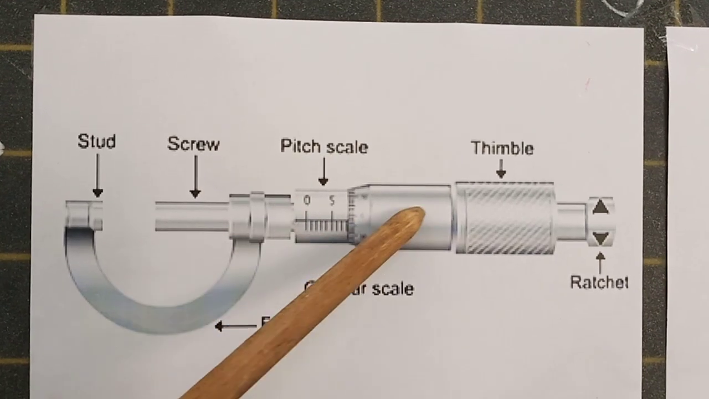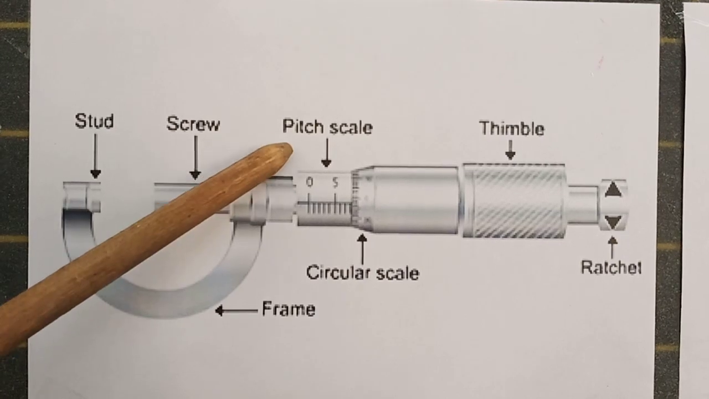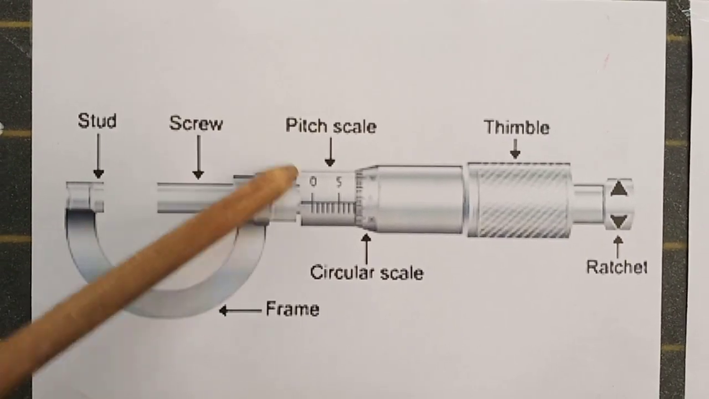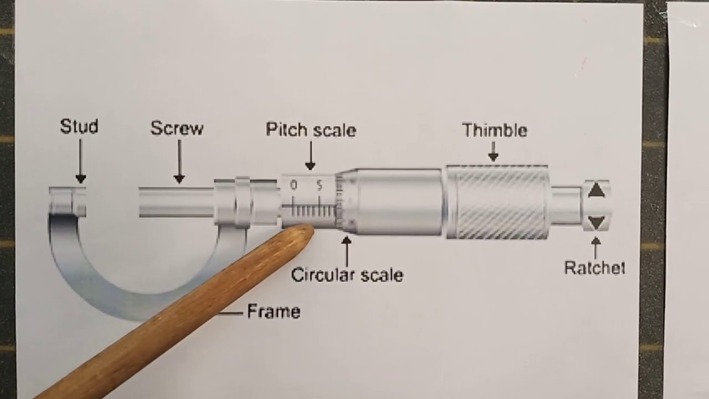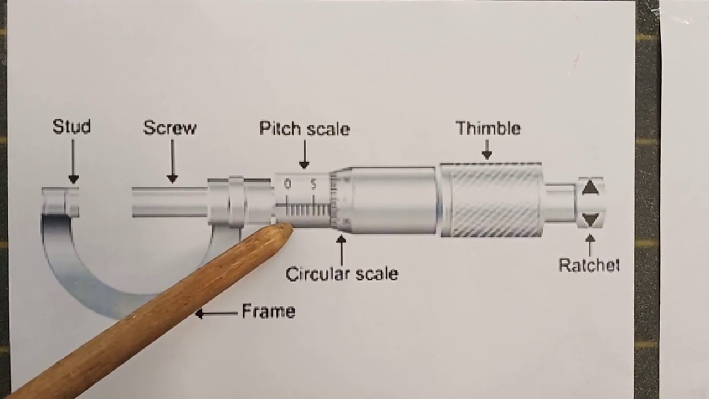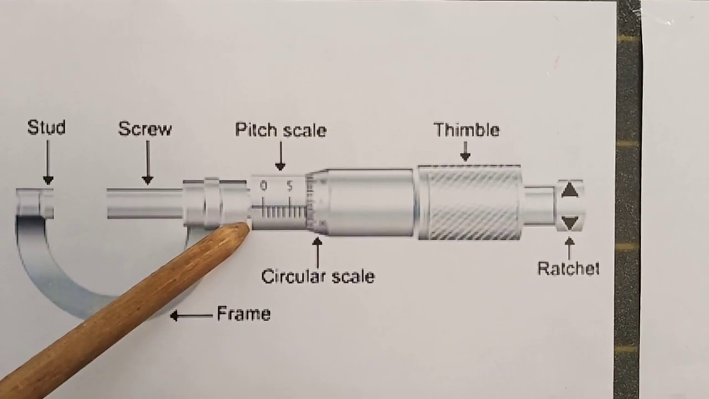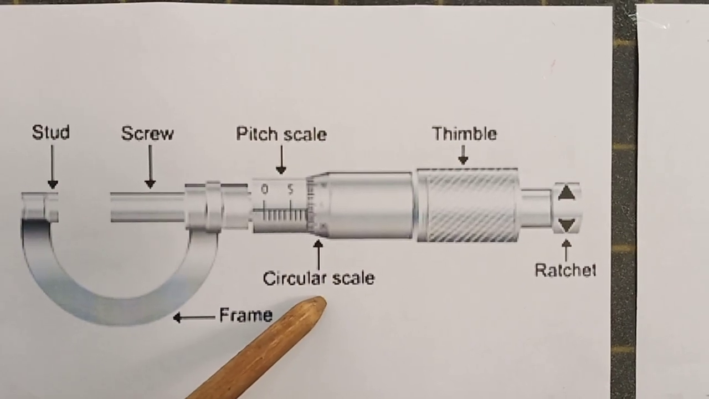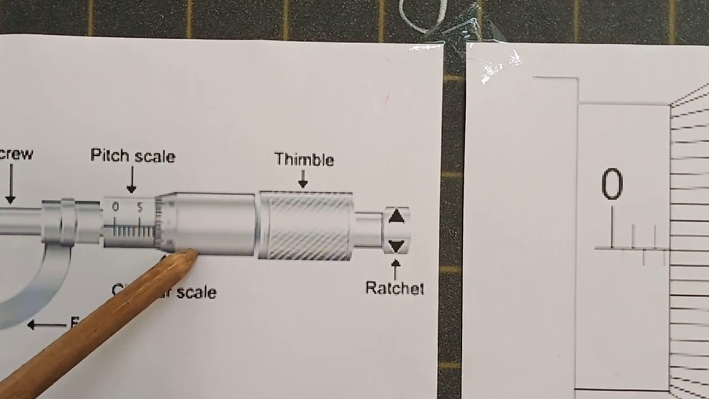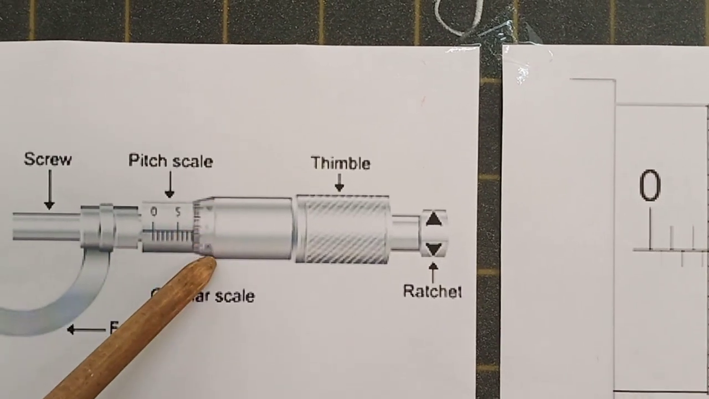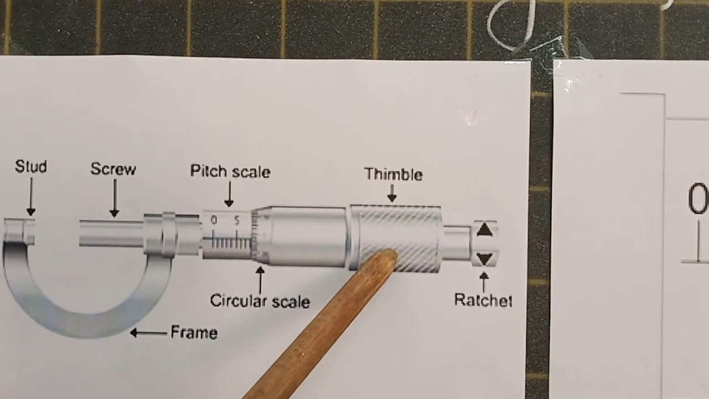This cylindrical hub consists of two scales. Yes, you should know these two scales. The first is the pitch scale, which is also called the linear scale, or the main scale reading, because it is given with the unit mm. The other attached scale is the circular scale. You can see here, it is connected with the thimble. This thimble provides the rotation of the screw.